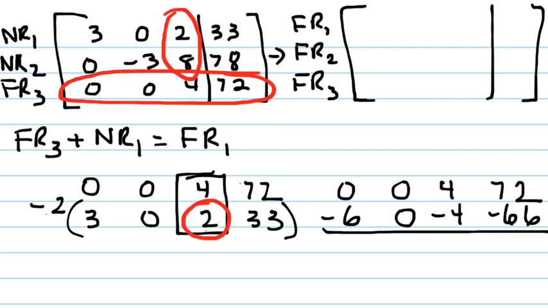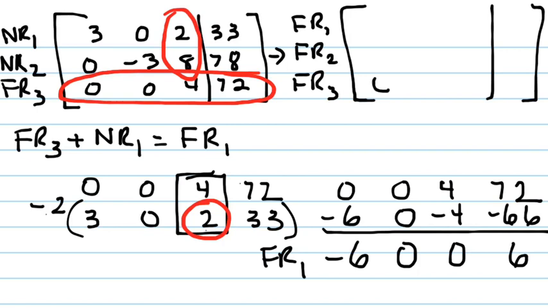Again, it doesn't matter which thing you change into opposites. You could also just take 4 times 2 and get 8 and change the signs of all of them. Whatever number you want to use as opposites is up to you, but bigger numbers, bigger numbers. Alright, now let's add them together. 0 and negative 6 gives us negative 6. 0 and 0 gives us 0. 4 minus 4 is 0. And 72 minus 66 gives us 6. And this thing is our final row 1.